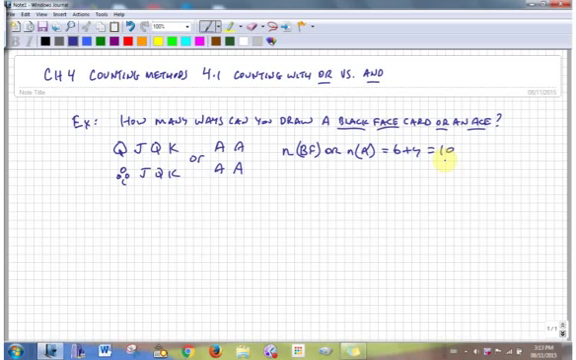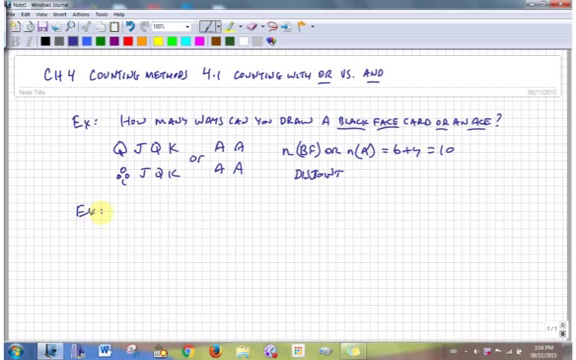And the reason we can just add them together is because these are disjoint or mutually exclusive sets. Okay, and again, I could have a Venn diagram like last chapter. We would do something like that. Disjoint or mutually exclusive again means I can't have a black face card that's also an ace. It doesn't make any sense.